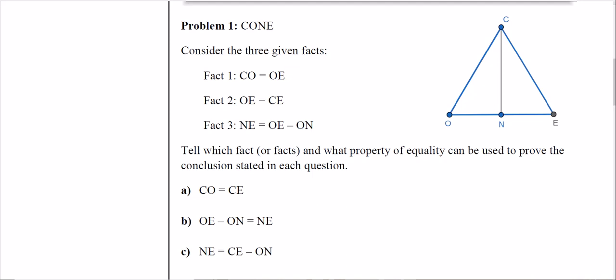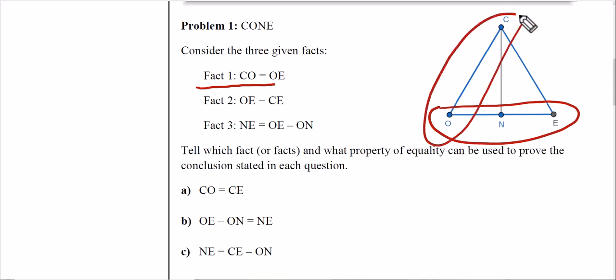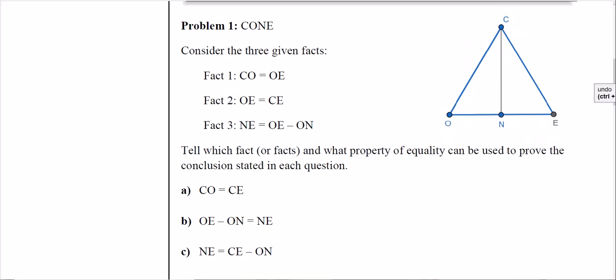So for example, fact number 1, we're told that CO is the same as OE. So that means CO, this length, is the same length as OE. So if we had numbers, right, if we said that CO was 5, then OE would also be 5. Now, we didn't give you numbers in this problem, but just recognize that these lengths are the same.